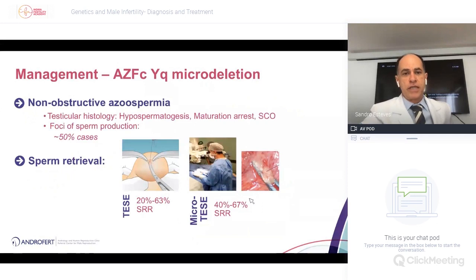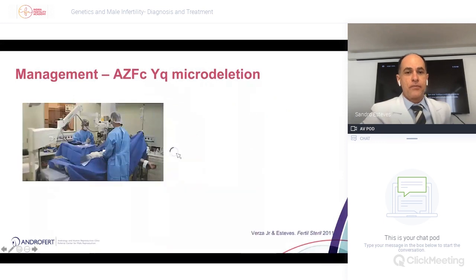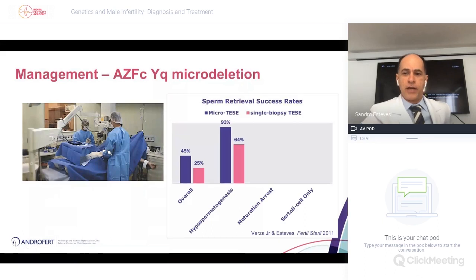AZFc microdeletion. This is the way we do it in our clinic. We have our operating theater just next door, and we have the IVF laboratory. I do the operation with a microscope, and I provide the specimens to the laboratory to look at, and then we have better results in our hands with microTESE in cases of non-obstructive azoospermia, including AZFc Y chromosome microdeletion, in all histopathology categories.